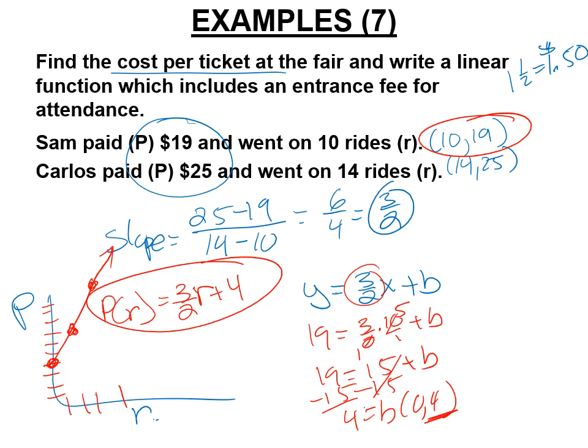It's $1.50 per ride. Could you write 1.5 R? Yes. Could you write 1 and 1 half R? No. Don't ever put mixed numbers into your equations. You can put decimals and fractions, but not a mix of whole numbers and fractions.